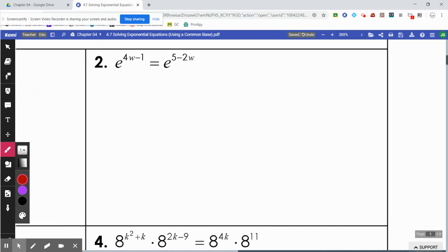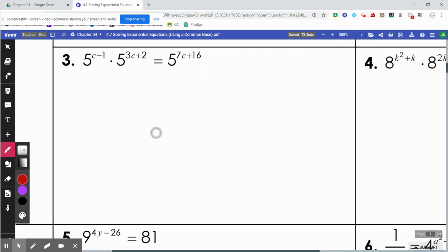Number 2, e to a power equals e to a power. The only way that, again, can be true is if the powers are equal to each other. Let's move all of our w's to one side. Let's move minus 2 by adding 2w. Now we have 6w. Move the minus 1 by adding 1. We now have equals 6. So therefore, w would equal 1.